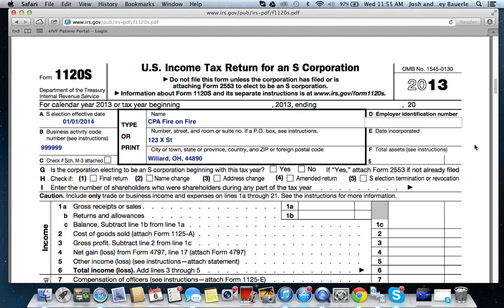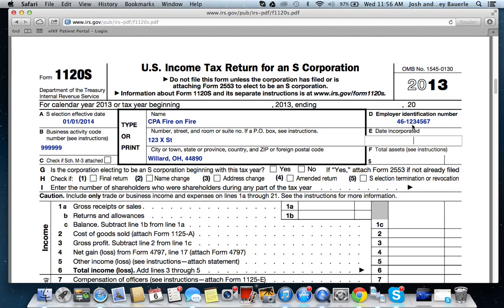Box D here, that's your employer identification number. Now, this is not your social security number. This is a separate tax ID number that you have for your business, and you have to have one of these to be an S corporation. So if you never got one, you're probably not an S corporation. It'll be a 9-digit number, 2 digits, a dash, and then 7 more. So you need to know what that number is.